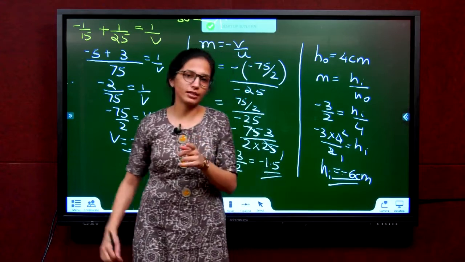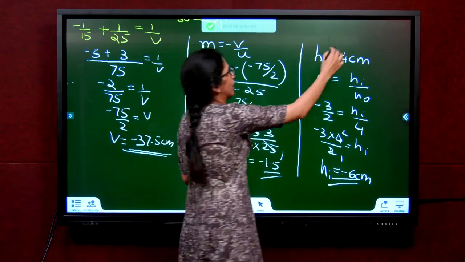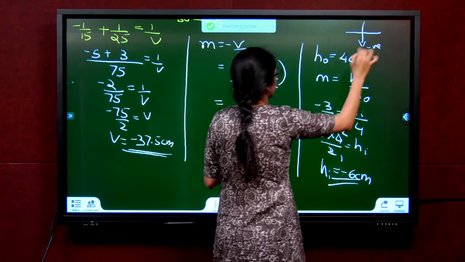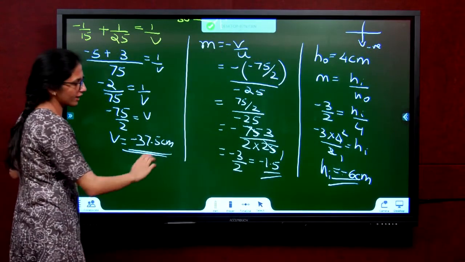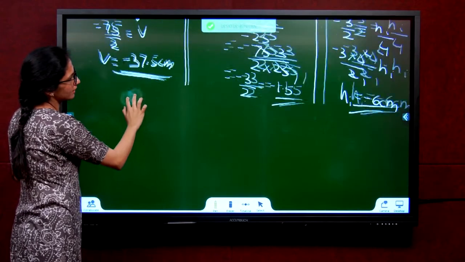Why is the negative sign there? It's a real and inverted image. So the image will be downwards. Downwards means height is negative. Okay. So now we have V, we have everything. What will be our conclusion statement? Let's write the conclusion.